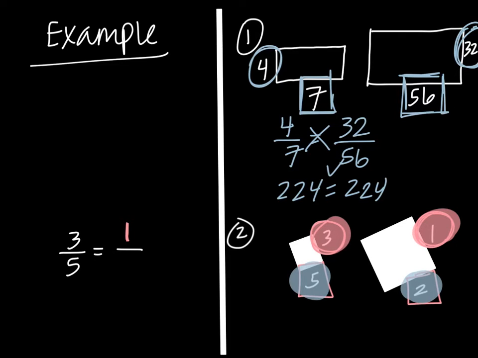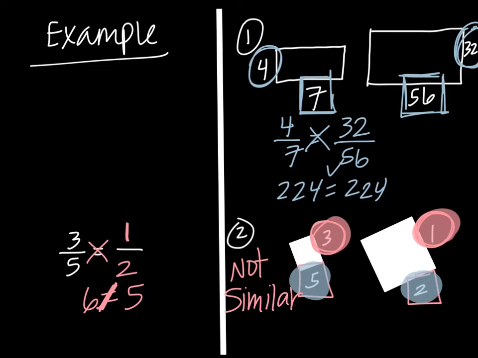Alright, so 5 and 2. So we cross multiply. 3 times 2 is 6, 5 times 1 is 5. Those are not equal. So therefore this would not be similar. So number 1 was similar because the cross products were equal. Number 2 is not.